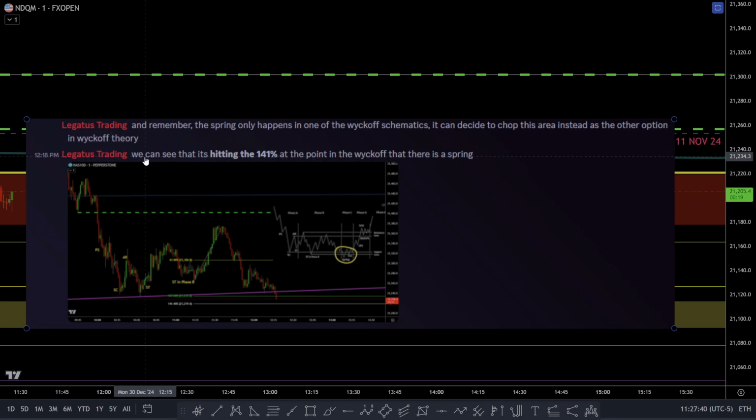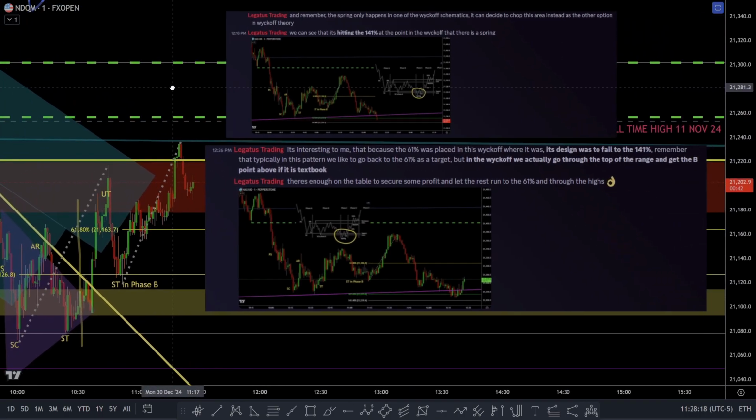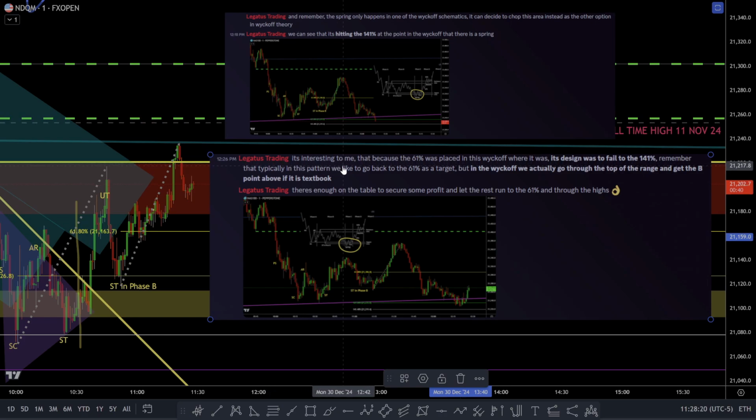We can see that it's hitting the 141 at the point in the Wyckoff that there is a spring. So I was literally saying, hey, we're at the spring. I circled the spring, and we got to the 141 in the Wyckoff, which is what we're supposed to do. And this is the next one. You can see literally off of that 141, it's interesting to me that because the 61 was placed in this Wyckoff where it was, its design was to fail to the 141.